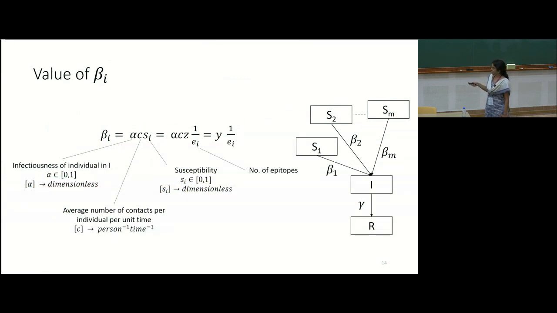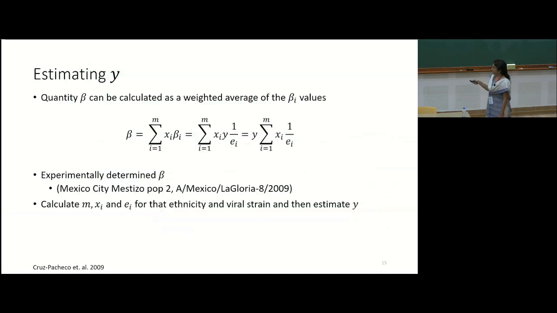To do that, we recognize that beta in the SIR model is a composite of several properties: the infectiousness of an individual, alpha, the average number of contacts per individual per unit time, C, and S_i, which is the individual's susceptibility. Note that only S is given the subscript i here. This is because we've assumed alpha and C to be constant across individuals in the population. Since S_i is inversely proportional to the number of epitopes, we can write it as Z times 1 over E_i. All of these 3 proportionality constants can be clubbed into the same constant Y. This Y can then be estimated using experimentally determined values for beta.